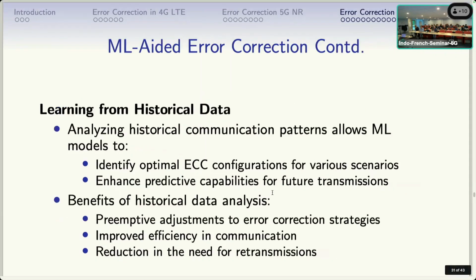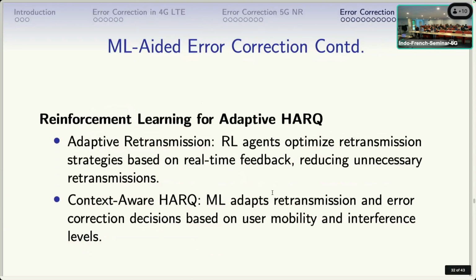It will also try to learn from historical data and identify the proper error correction mechanism, and based on this present understanding, it will try to predict what would be the better technique for the next transmission. So these are the requirements for ML-aided error correction. The advantages are the error correction strategy and efficiency in communication, the reduction in transmission, and it will also involve reinforcement learning for HARQ. As I told, HARQ is one of the important things that we are going to address in 5G.